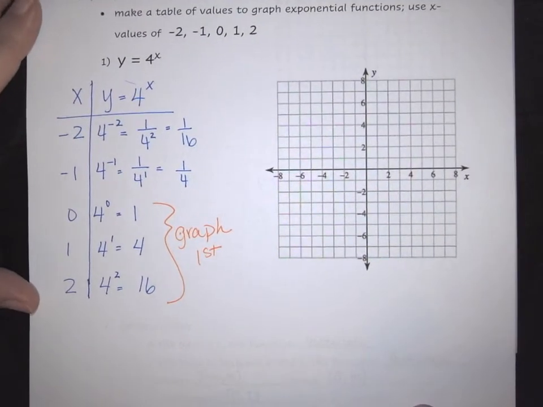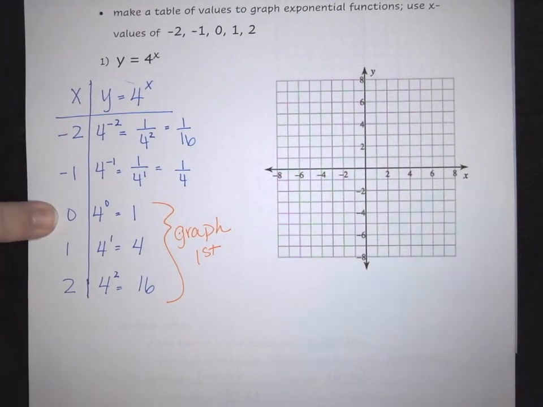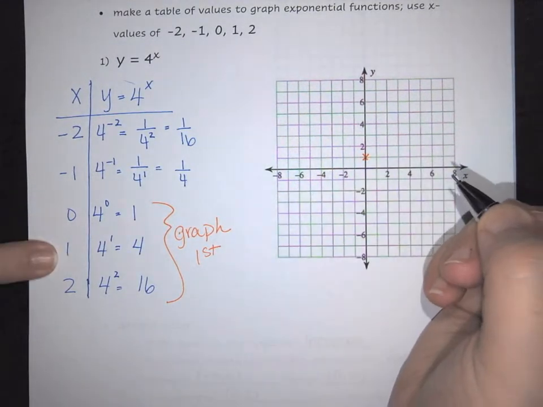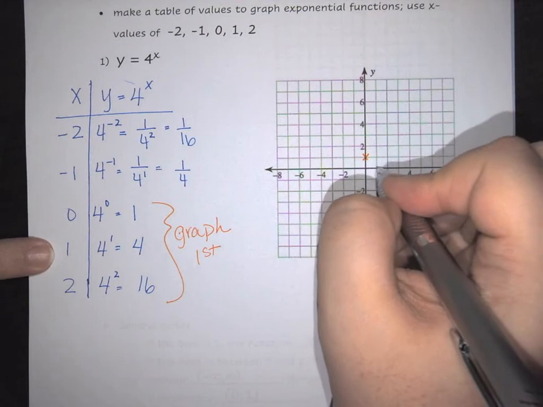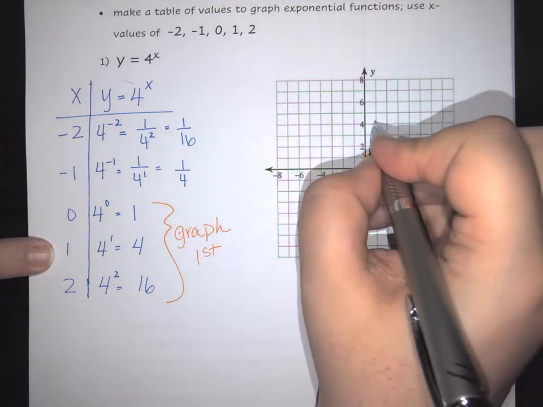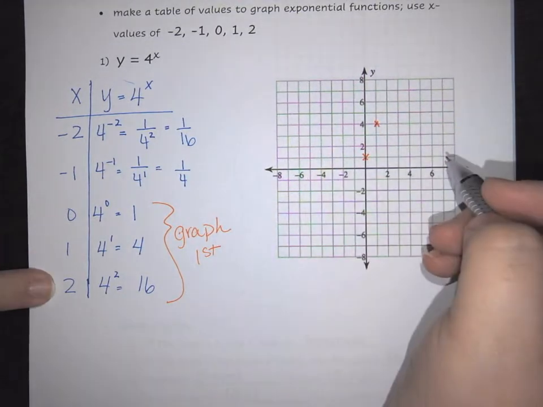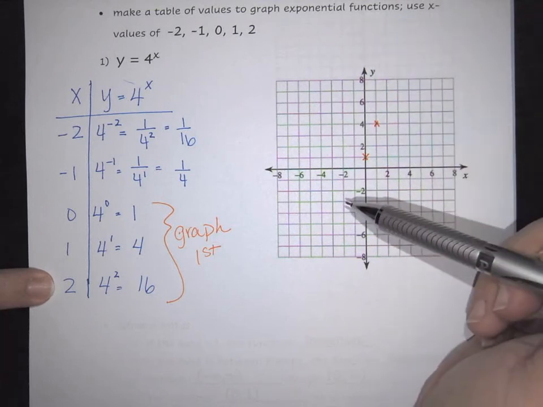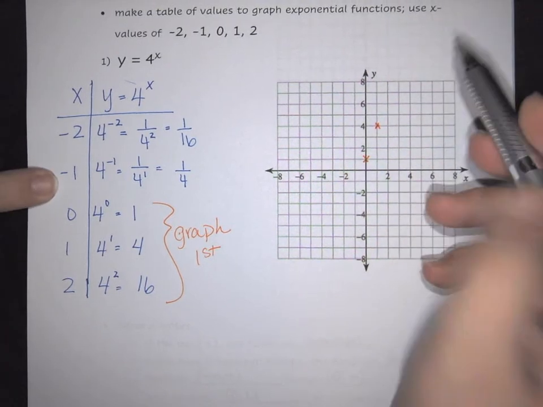If we come over into the graph, the first thing I have is the point (0, 1), so that goes right here. I then have the point (1, 4), so over 1, up 1, 2, 3, 4. And then of course (2, 16). That's going to be way off my graph, so I'm going to just leave it off. I'm then going to work my way backwards.